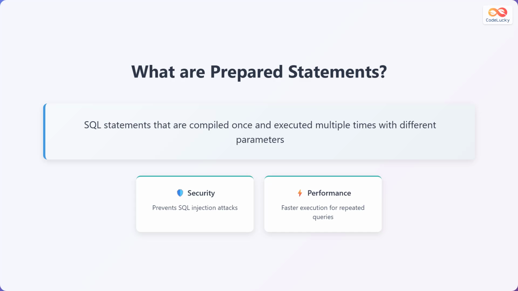Prepared statements are precompiled SQL statements that can be executed multiple times with different parameters. Instead of sending the SQL query to the database every time, it is sent only once. Then, only the parameters are sent to the database.